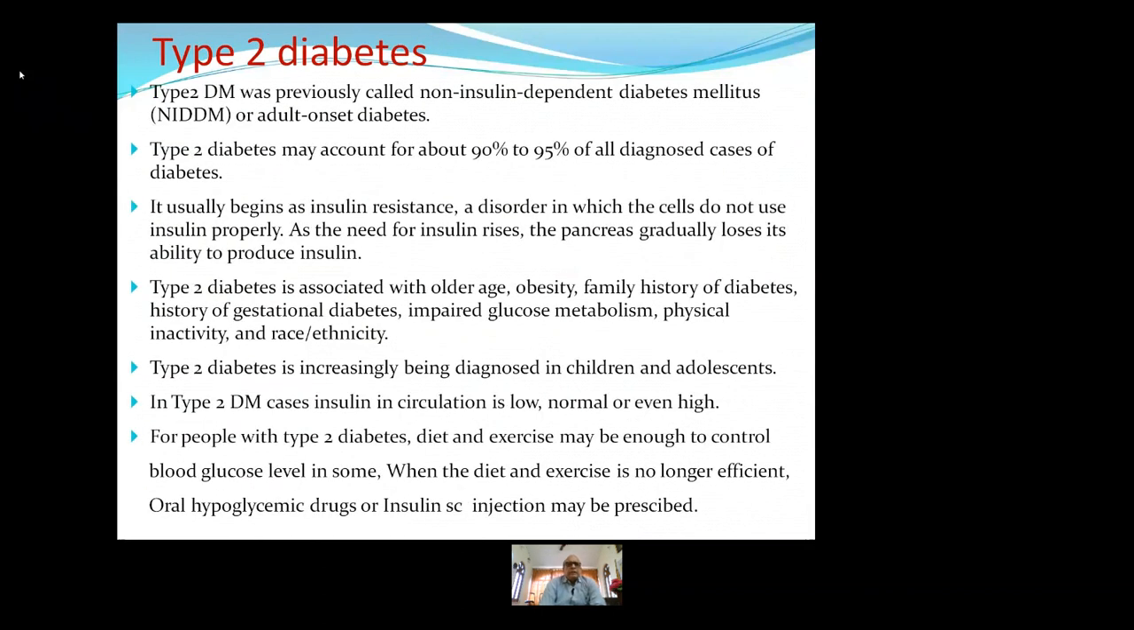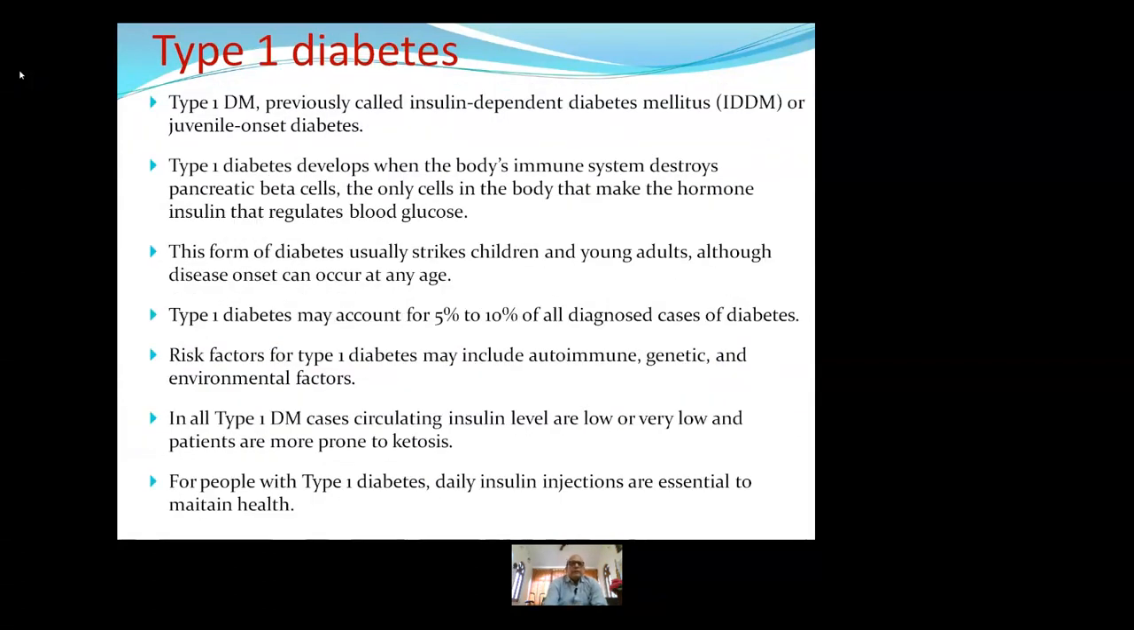Type 2 diabetes mellitus was previously called non-insulin dependent diabetes mellitus or adult onset diabetes. Type 2 diabetes may account for 90 to 95% of cases. Type 1 diabetes mellitus, previously called insulin dependent diabetes mellitus or juvenile onset diabetes mellitus. Type 1 diabetes develops when the body's immune system destroys pancreatic beta cells, the only cells in the body that make the hormone insulin that regulates blood glucose.